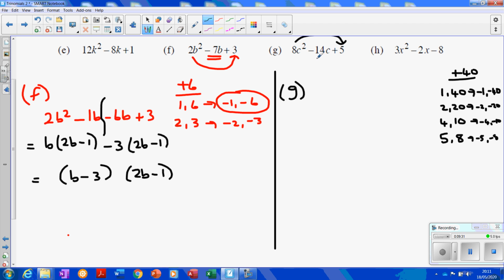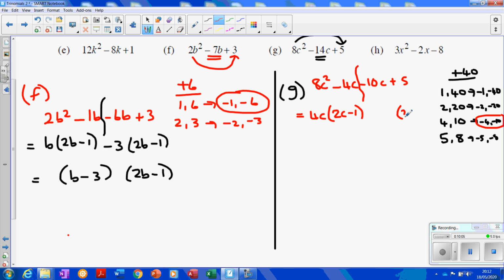Now I'm looking for a middle term of minus 14, which pair gives me minus 14. Okay, so minus 14 is going to come from minus 4 and minus 10. So we've got 8c squared, and the minus 14c is going to be minus 4c minus 10c, and we've got a plus 5. Split it right down the middle. Highest common factor is 4c, and that gives me 2c minus 1 in the bracket.